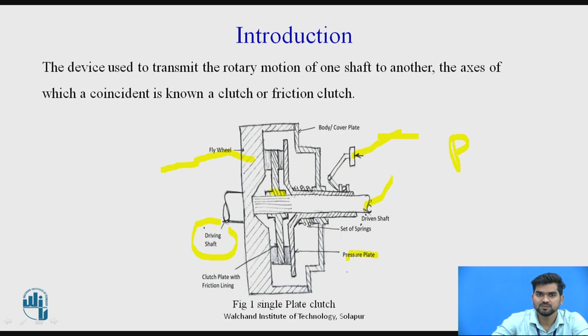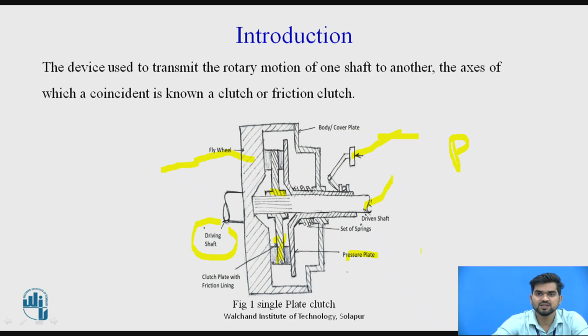Here the clutch plate is there. With the clutch plate there is the frictional lining, because there should be friction in between the pressure plate, the friction lining and the flywheel. So this is the basic construction and the working principle of the clutch.